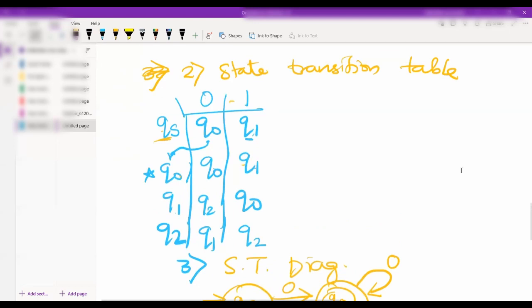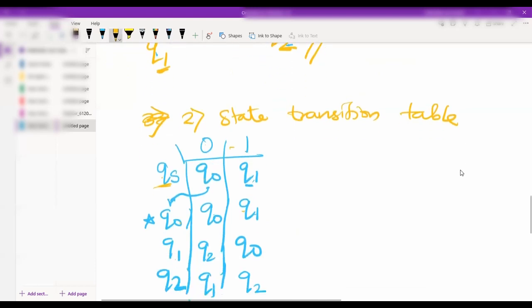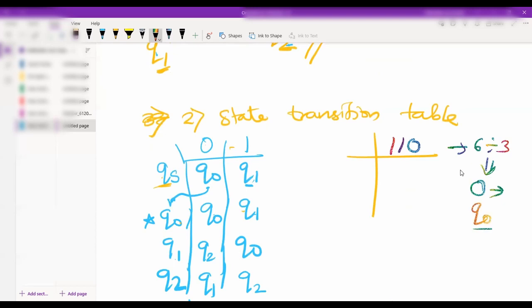Now I have to take one string which we had not previously taken. We had considered till number 5. Suppose we take number 6. Now we first have to find out whether the number 6 is divisible by 3 or not. Number 6 is divisible by 3, so your remainder should be 0. Remainder 0 is indicated by the Q0 state. That means we should end the calculation with the Q0 state.